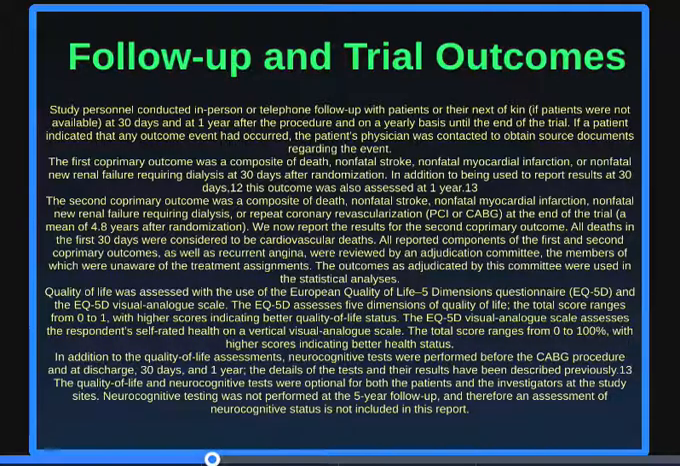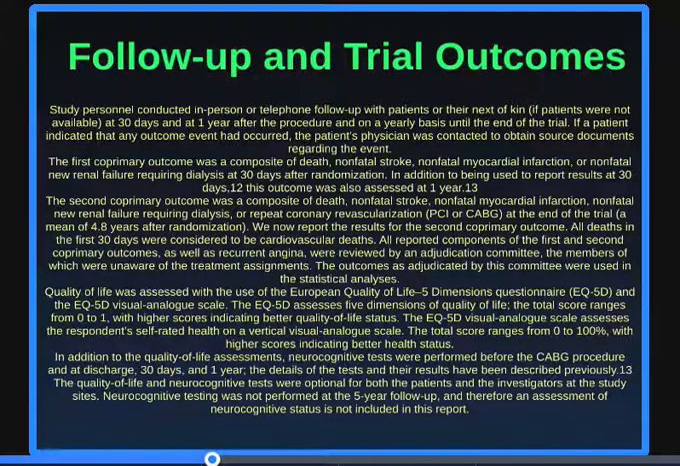All deaths in the first 30 days were considered to be cardiovascular deaths. All reported components of the first and second co-primary outcomes, as well as recurrent angina, were reviewed by an adjudication committee, the members of which were unaware of the treatment assignments. The outcomes as adjudicated by this committee were used in the statistical analysis.